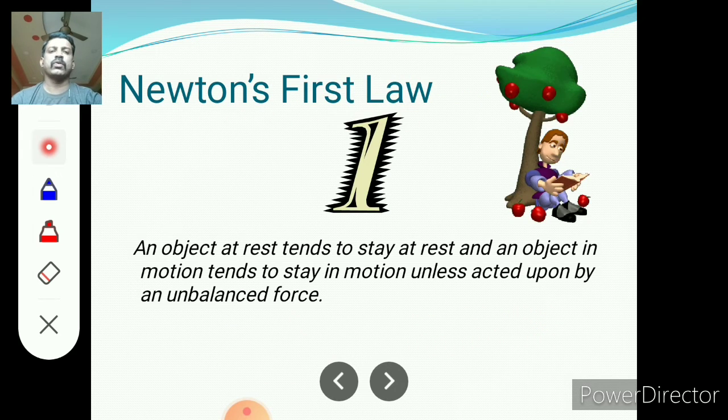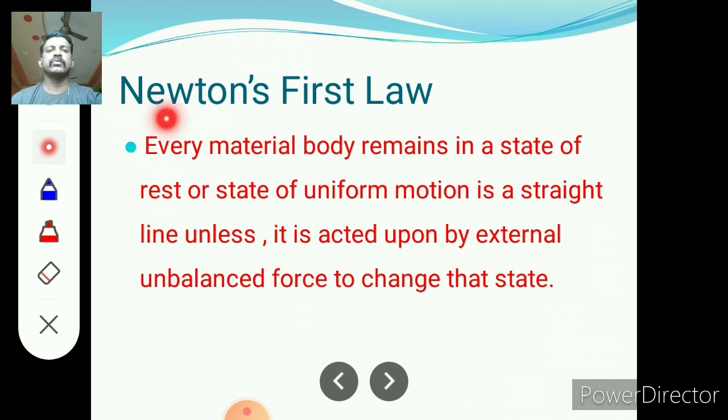Newton's first law. An object at rest tends to stay at rest and an object in motion tends to stay in motion unless acted upon by an unbalanced force. Every material body remains in a state of rest or uniform motion in a straight line unless it is acted upon by an external unbalanced force to change that state, meaning to change the state of rest to motion or to stop the state of motion to rest. So an external force is required to change such a state.